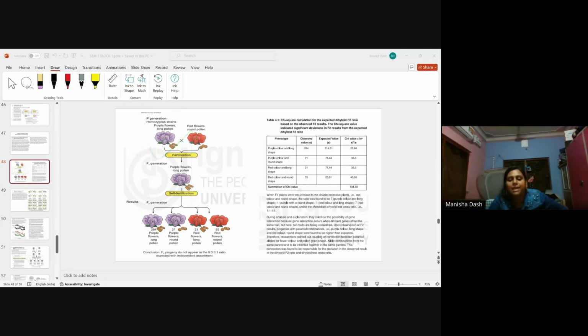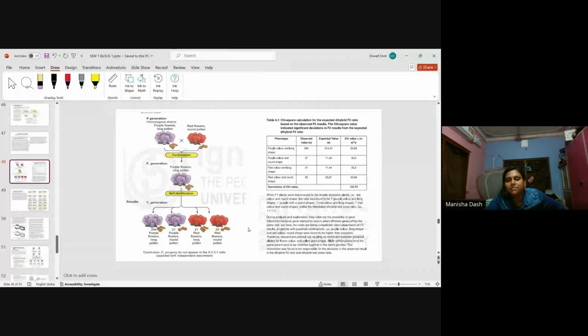Now what is meant by linkage? When two genes on a chromosome are present very close to each other, they will be inherited as a single unit during the meiosis. That means if the two genes are close enough, they will not be separated by crossing over. So this concept is called linkage. In case of linked genes, the percentage of recombination will be very less.